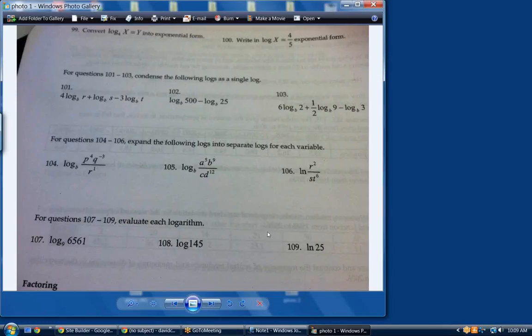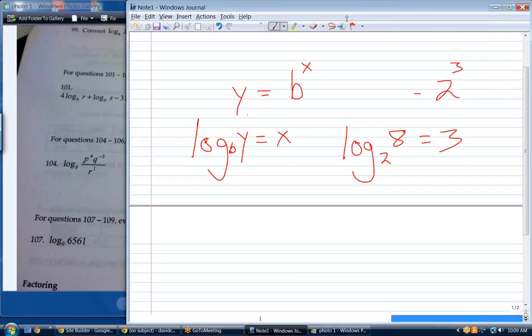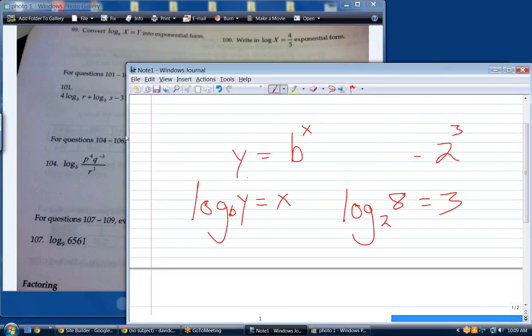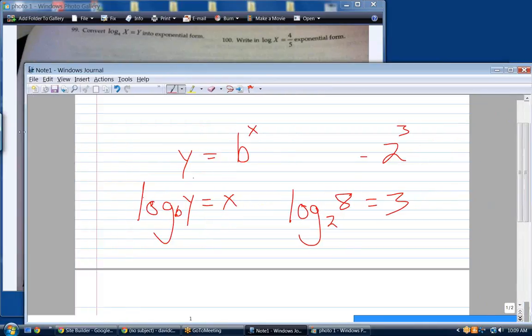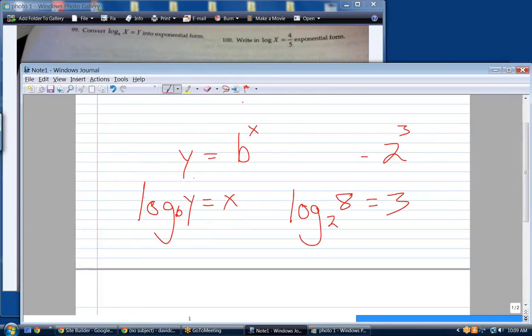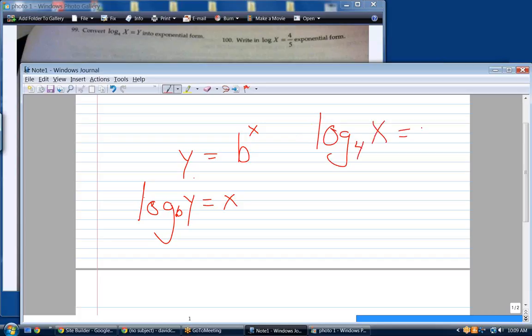Okay, convert log base 4 of x equals y into exponential form. In other words, if something is in logarithmic form, we can convert it to exponential form, and if something's in exponential form, we can convert it to logarithmic form. So what's log base 4 of x equals y? What would that be in exponential form?